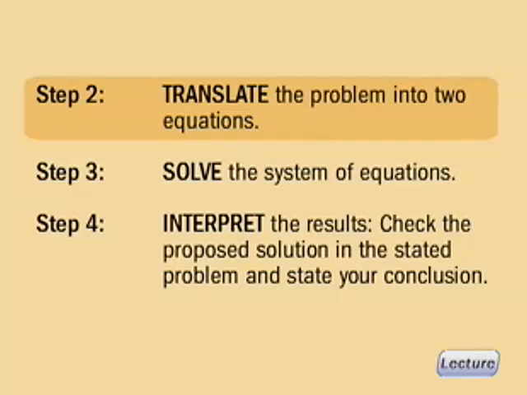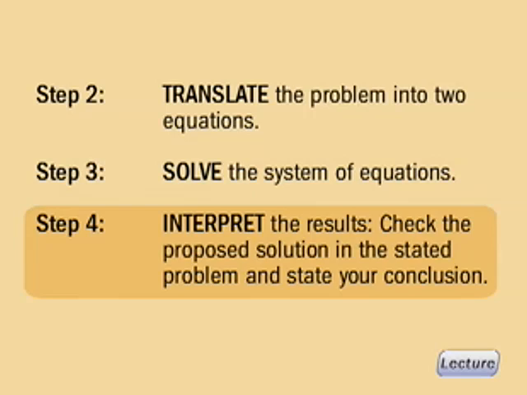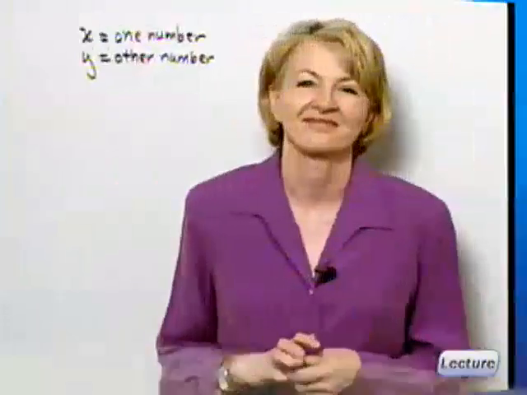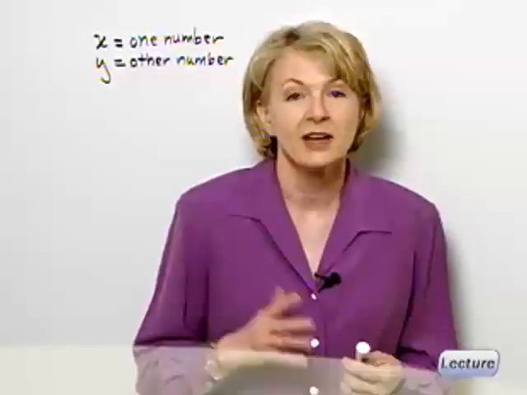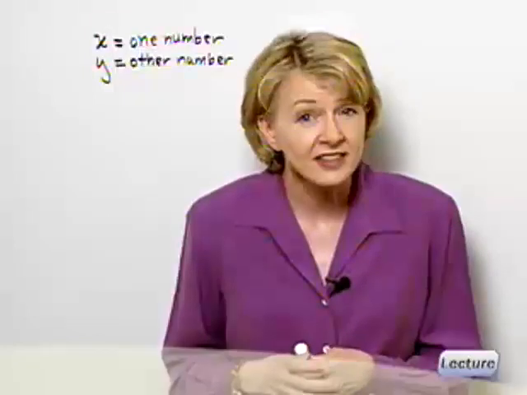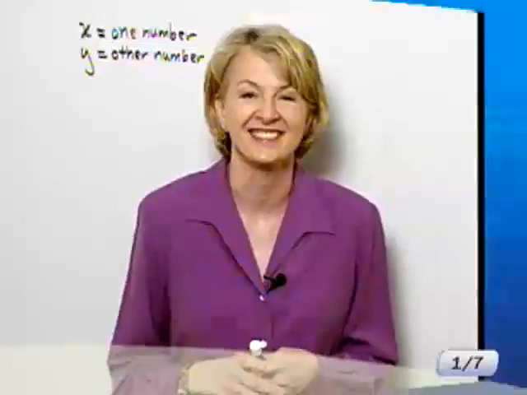Step 2, translate the problem into two equations. Step 3, solve the system of equations. And step 4, interpret the results, check the proposed solution in the stated problem, and state your conclusion. We still have basically 4 steps: understand, translate, solve, interpret. But now we're dealing with systems of equations. So let's look at our first application.